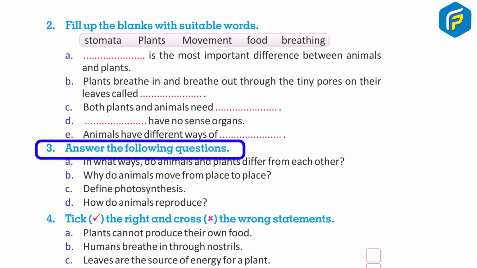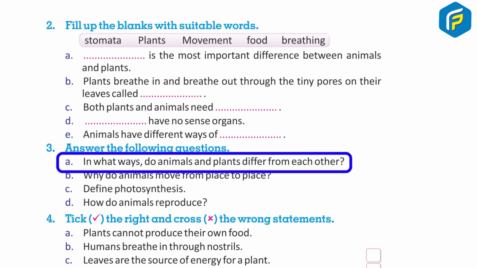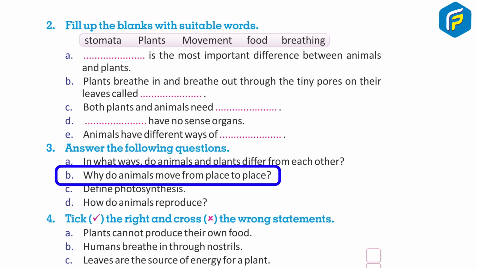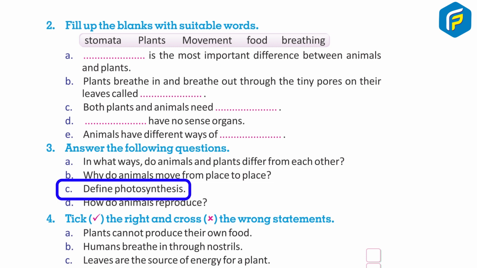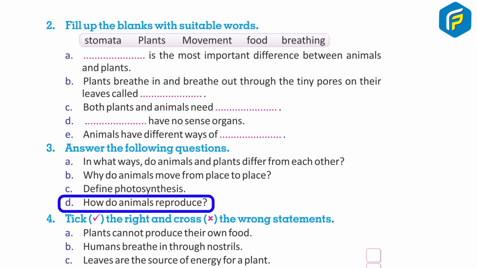3. Answer the following questions. A. In what ways do animals and plants differ from each other? B. Why do animals move from place to place? C. Define photosynthesis. D. How do plants reproduce?